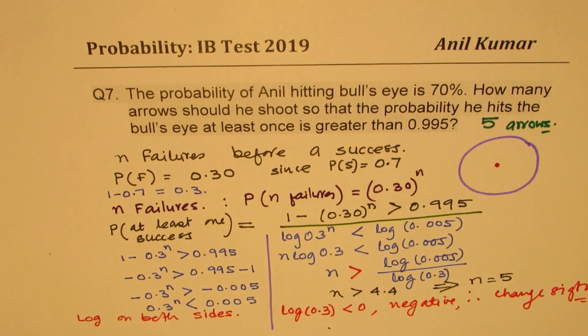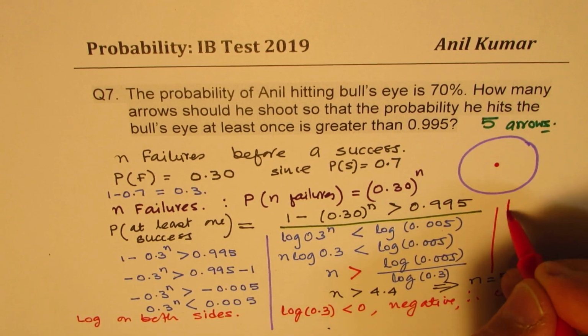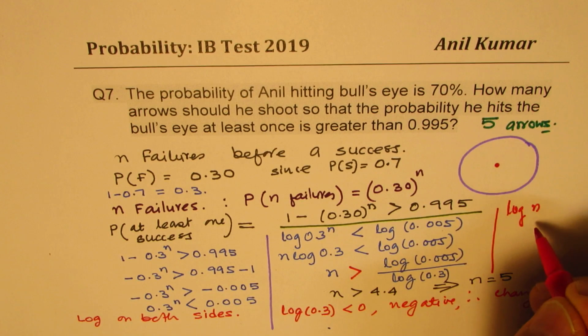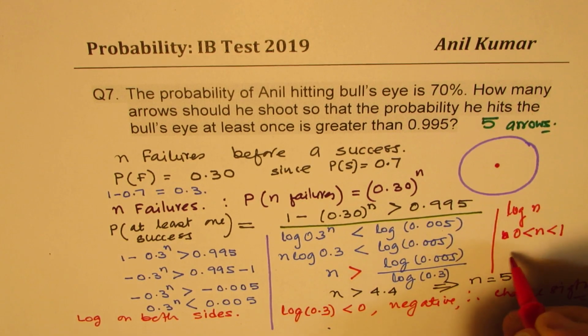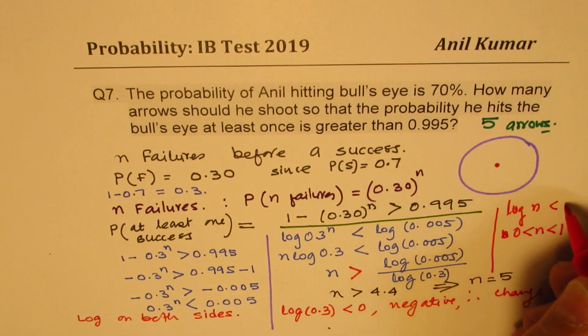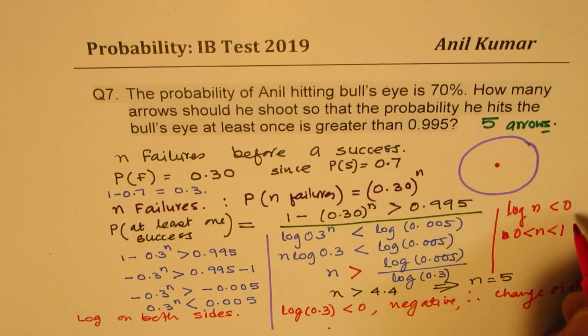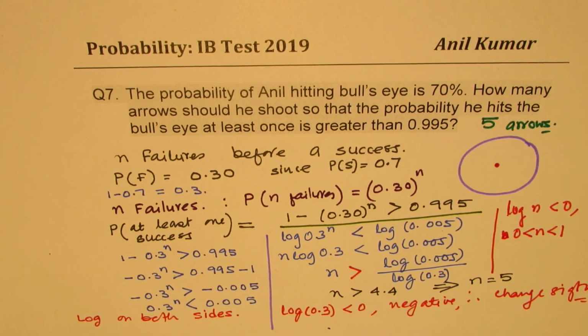So the key things here to remember is that whenever you multiply by a negative quantity, you have to change the inequality sign, and also log of a number less than 1 is negative, right? So what we have learned here is log of n, where n is, let's say, greater than 0 but less than 1, in that case, log of n is less than 0, correct? Where n is between 0 and 1. So that is kind of important to understand, right? Now let's move on and take question number 8.